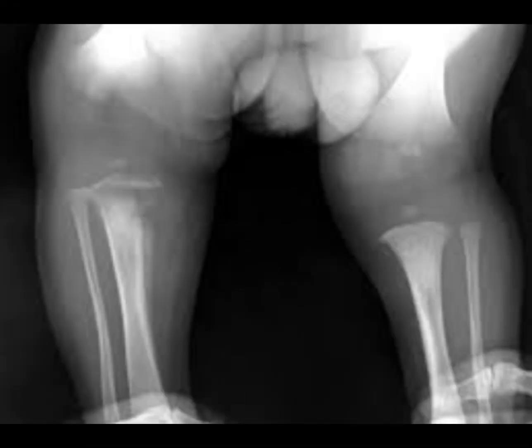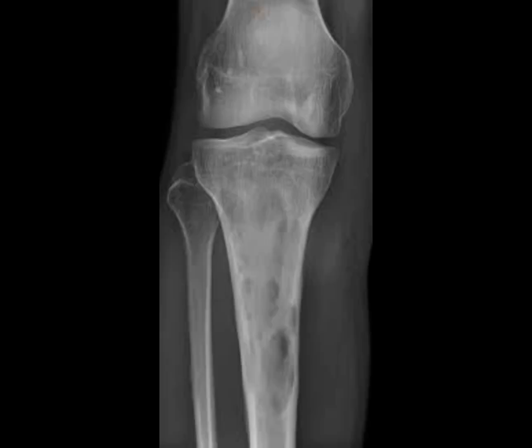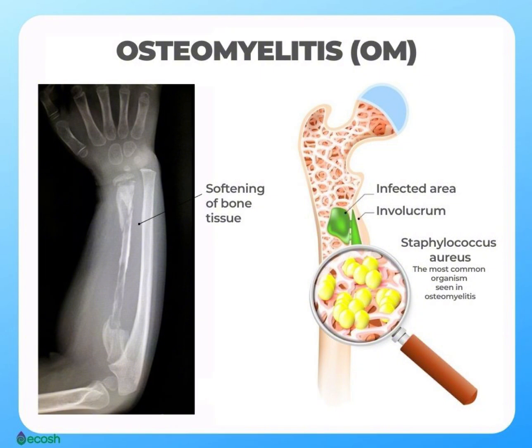In children, it is commonly an acute condition that affects long bones due to their rich blood supply and active growth plates. Types of osteomyelitis. 1. Acute osteomyelitis. Develops suddenly, usually within days to weeks. Characterized by pain, fever, swelling, and redness. Most common in children due to their vascular bone structure.